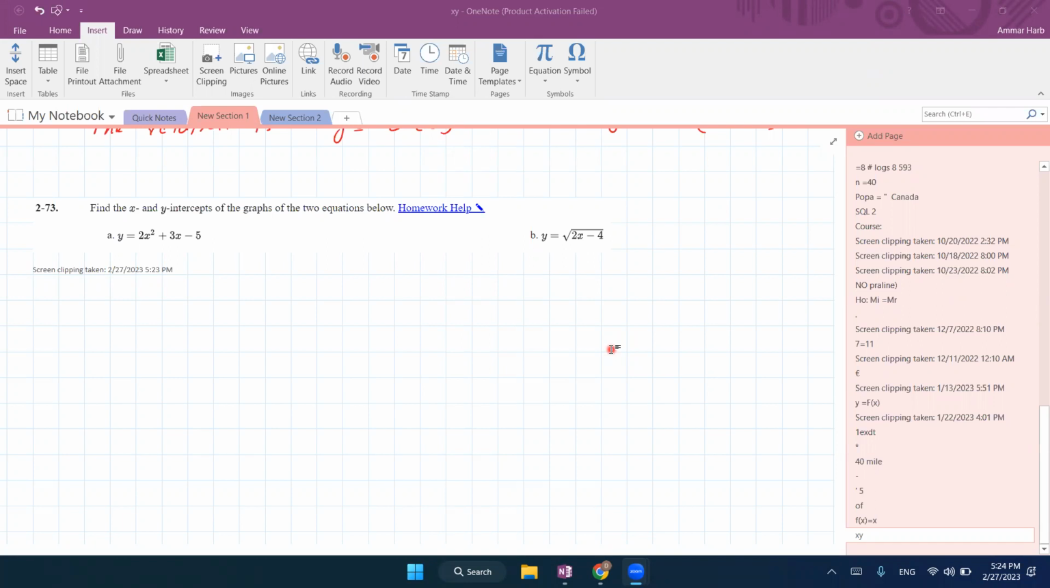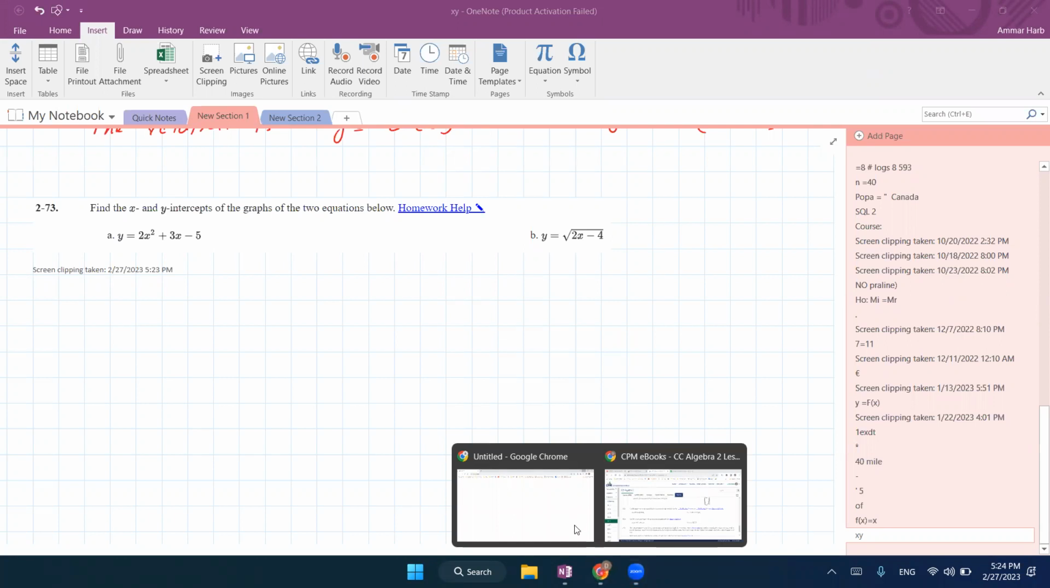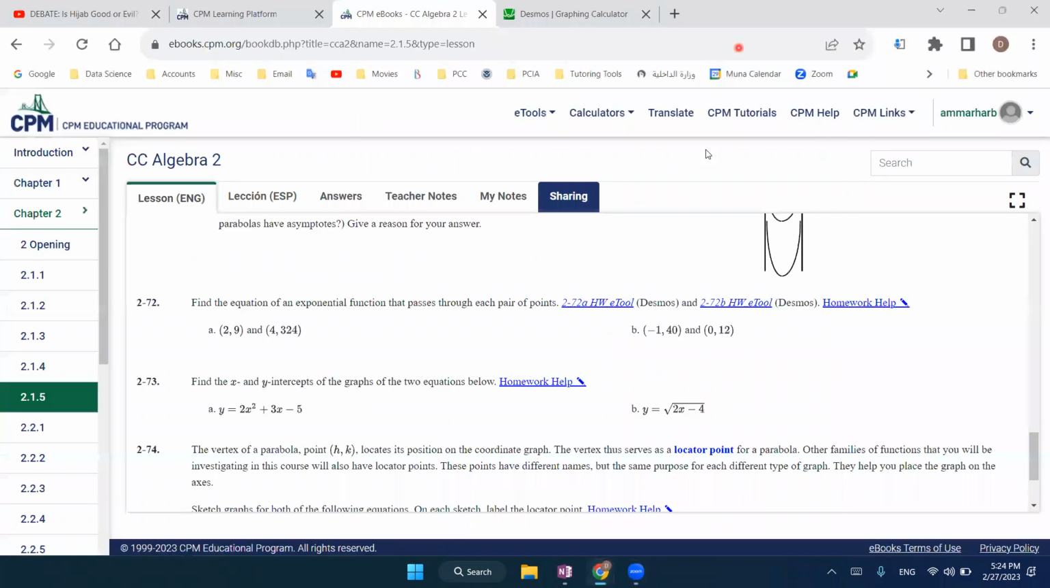In this problem, we want to find the x and y intercepts of the graphs. So we can find that graphically and algebraically. So graphically, we can go to Desmos. Here.